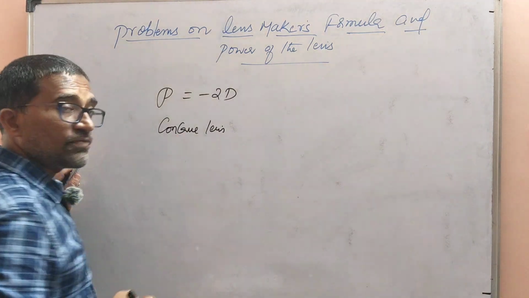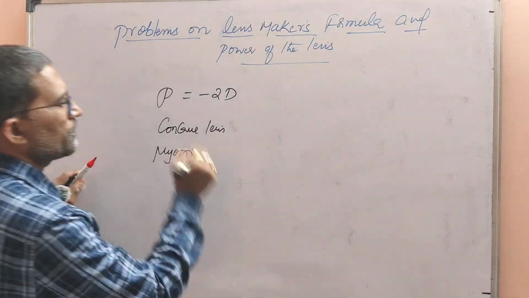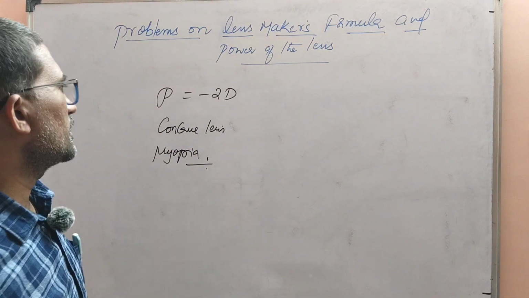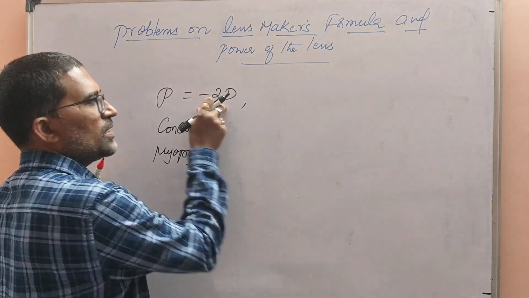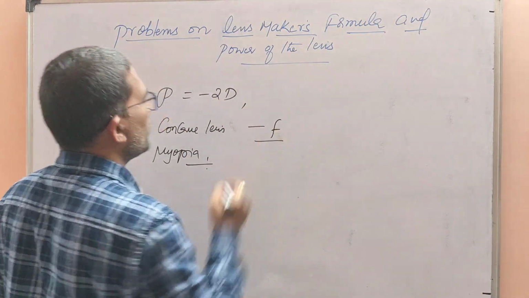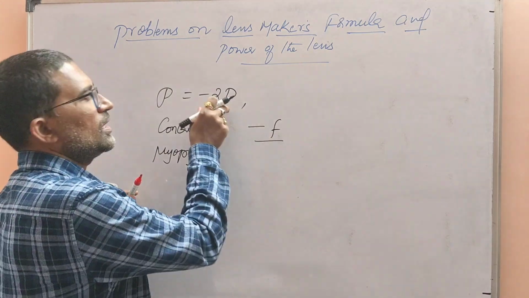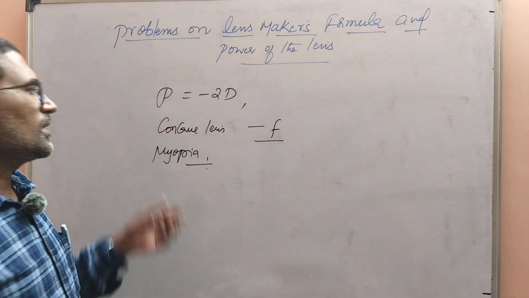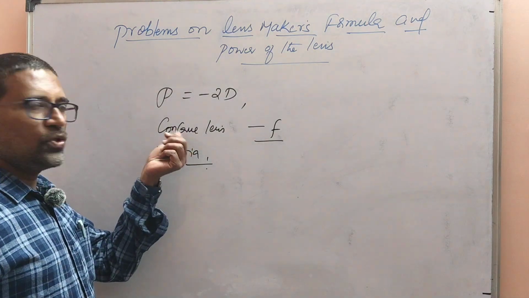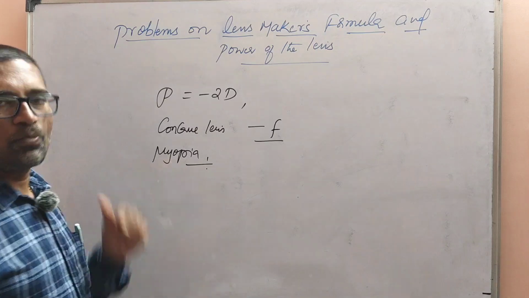The person using the lens is suffering with the eye defect called myopia. Remember this, which is very, very important. If the power of the lens is minus, automatically the focal length is also a negative value. Then we can understand that the lens used by the person is a concave lens and the person is suffering with myopia.